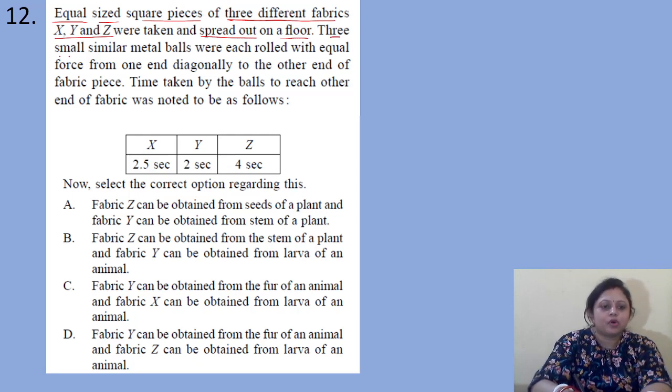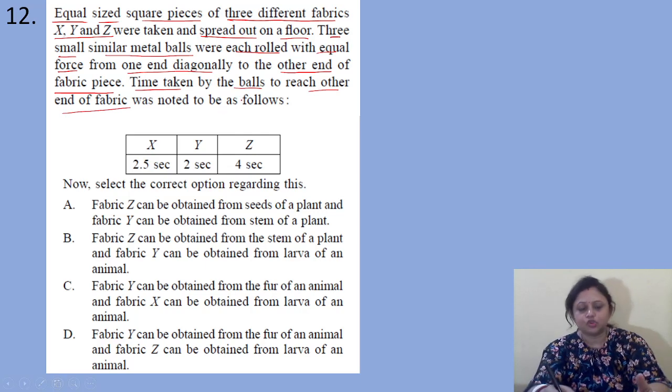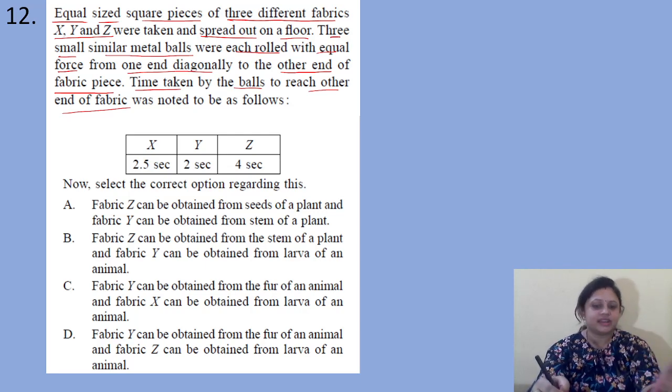Three small similar metal balls were each rolled with equal force from one end diagonally to the other end of the fabric piece. The time taken by the balls to reach the other end of the fabric was noted as follows: for X it is 2.5 seconds, for Y 2 seconds, for Z 4 seconds. Now select the correct option regarding this.